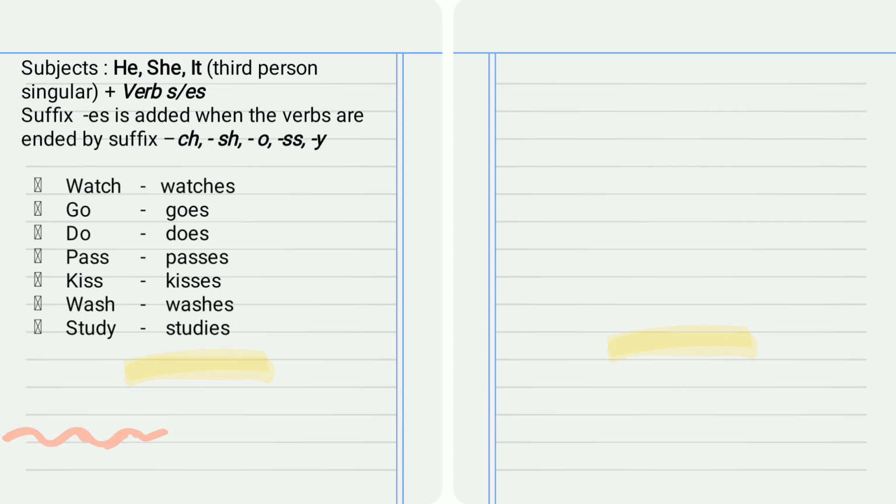For study, we need to change y into i and then you can add es. Jadi y-nya diganti dulu menjadi i, kemudian ditambahkan es menjadi studies.